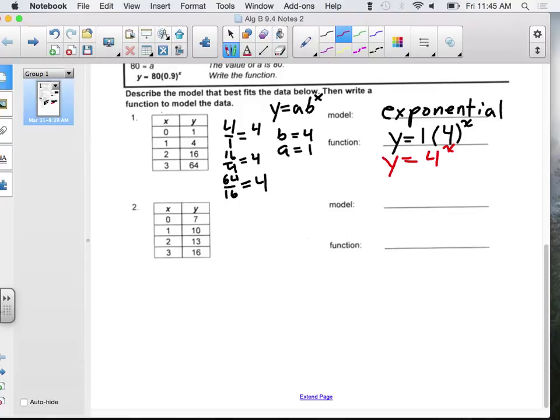We have to decide what kind of model best fits this set of data. Linear. Why? Because you're adding 3 basically. So we look for our common first difference, right? So we go through that. 7 to 10, we are doing what? Adding 3. Plus 3, 10 to 13, adding 3.